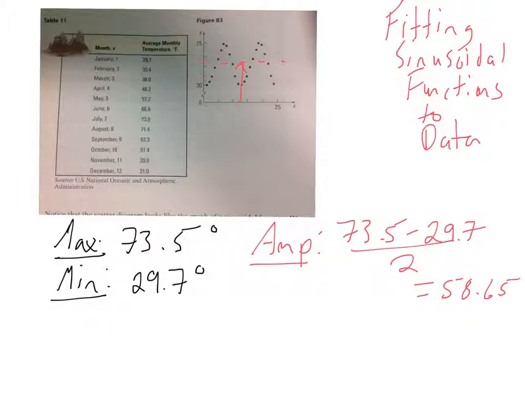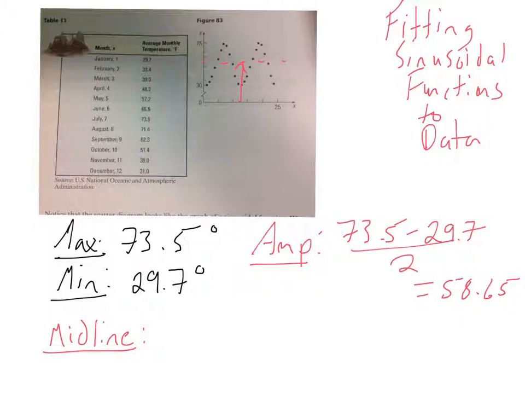So that's the amplitude of the temperature oscillation. And my midline, well, how do we figure that out? If we know this is halfway above it and halfway below it, we know the max and the min. How do we figure out the midline value? Isn't the midline value just the average of the maximum and the minimum?